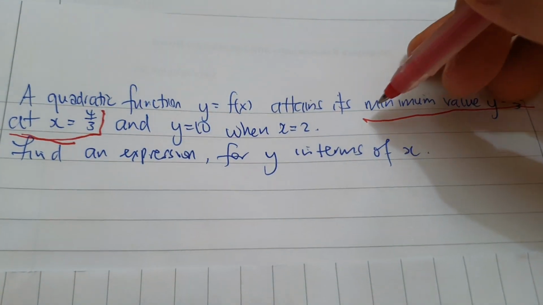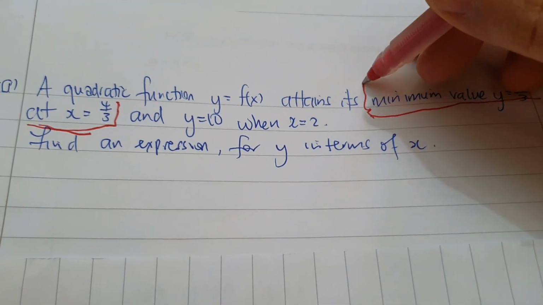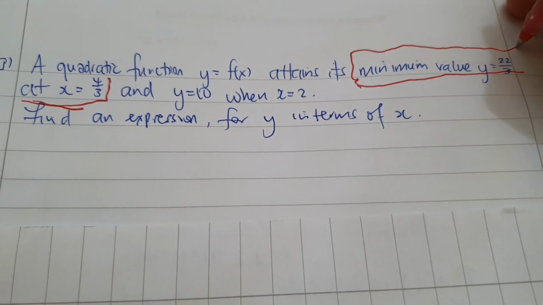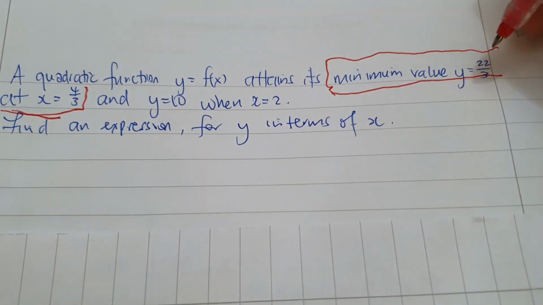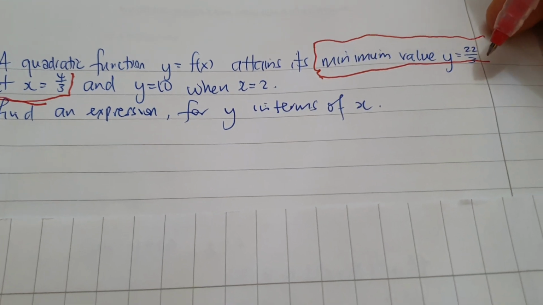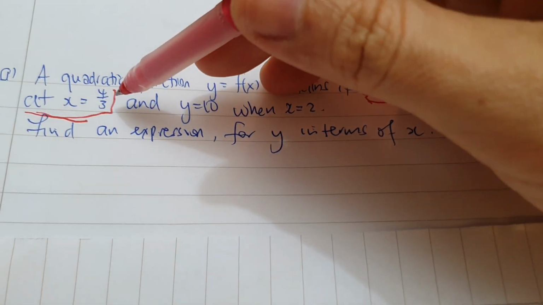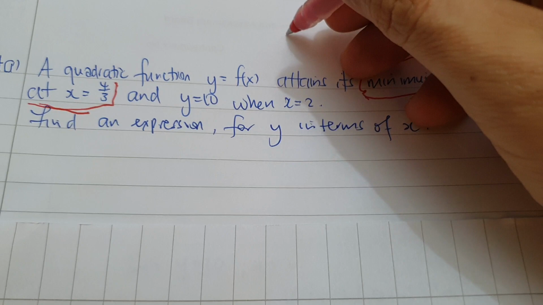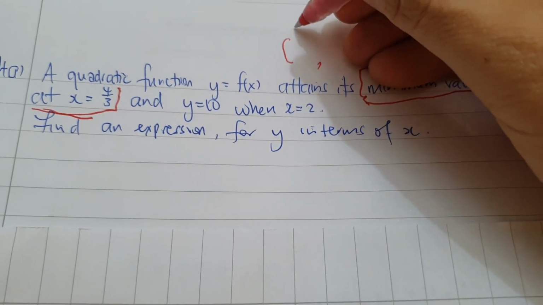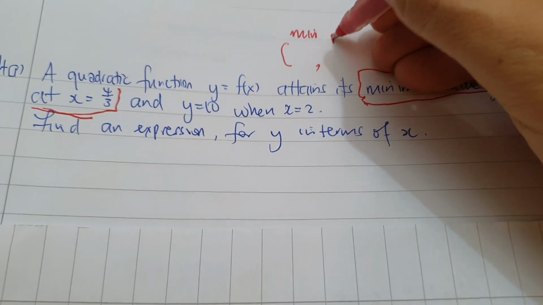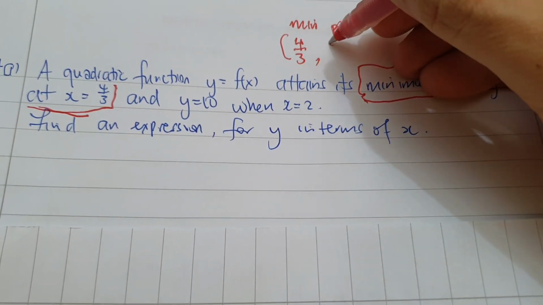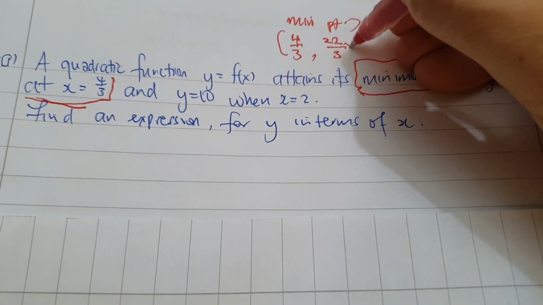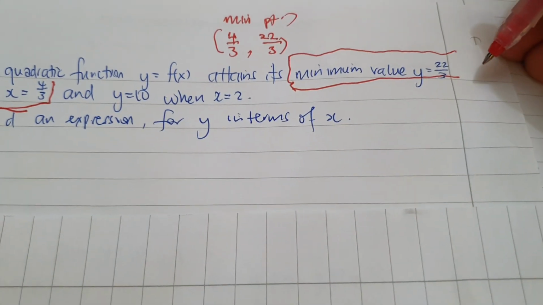Okay, so this is the first clue. The minimum value of this function is 22 over 3 and it happens when x equals 4 over 3. Now what this means is the minimum point is (4 over 3, 22 over 3). Alright, that is what is given to us.